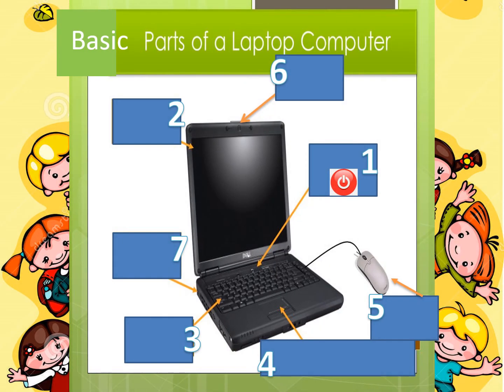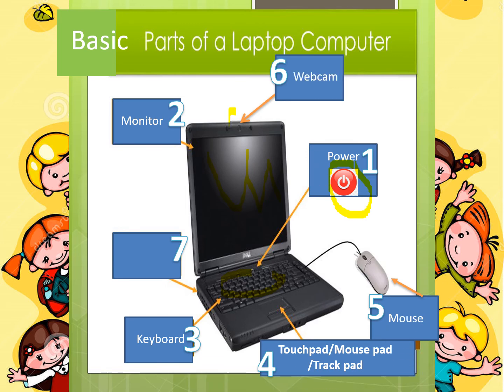Here are the basic parts of a laptop. Let's identify. This is what I have mentioned a while ago. This is the power button. It depends upon the brand of the laptop. So just look for the power button icon. So number 1 is power. Number 2, monitor. Number 3, keyboard. Number 4, touchpad, mousepad, or the trackpad. Number 5 is the mouse. And number 6 is the webcam. And the last one is the computer or the laptop case.